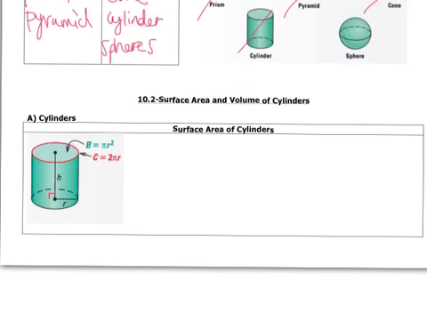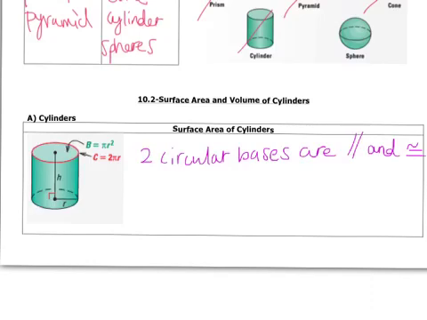So now if we are looking again at the surface area of a cylinder, again, this is the area of all of the surfaces. We have our two circles, and you saw on the net that the circular part is really just a rectangle wrapped around. A couple of parts of a cylinder: you have your two circular bases. And those bases are parallel and congruent. Those circles are the same size.